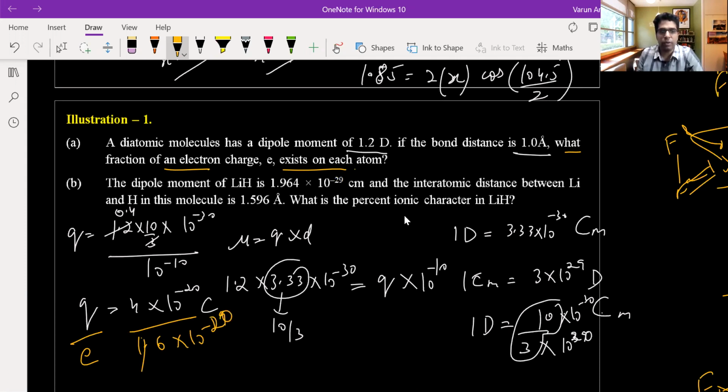So 10 to the power minus 20 will get cancelled out. So 4 by 16, that is 1 by 4. The fraction is coming out to be 1 by 4. So your answer is 0.25.